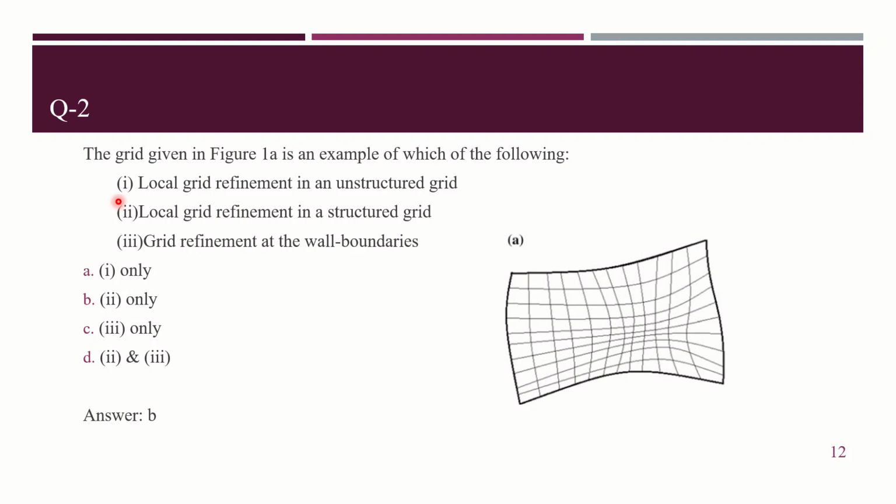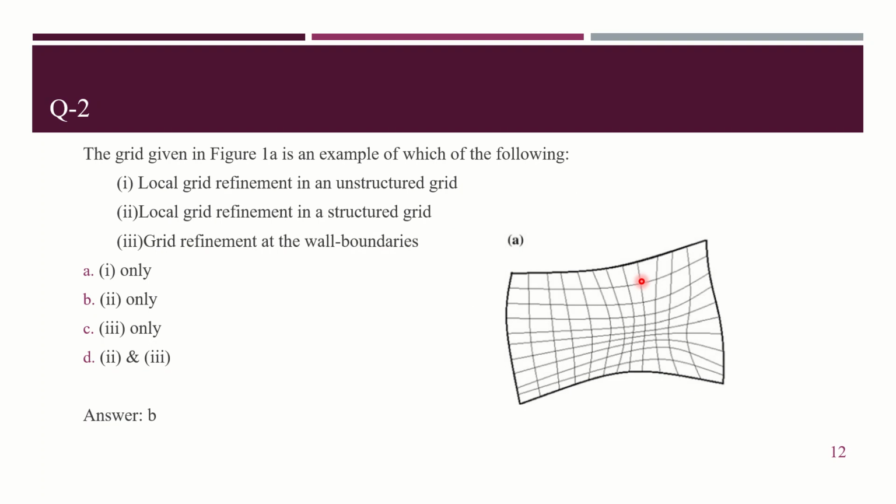So this is the question. In figure 1A, the grid given is an example of which of the following? Option 1, local grid refinement in an unstructured grid. Option 2, local grid refinement in a structured grid. Option 3, grid refinement at the wall boundaries. So this is the 1A figure. Here we can see it is a structured grid, so option 1 is false.